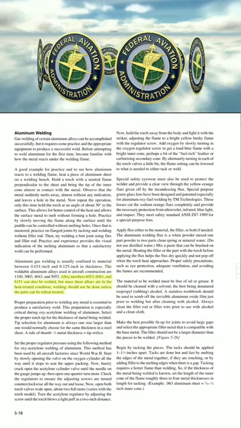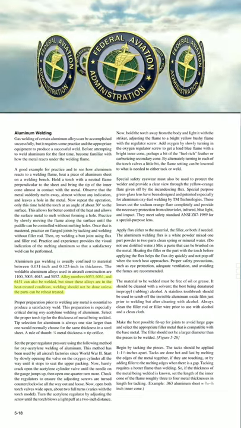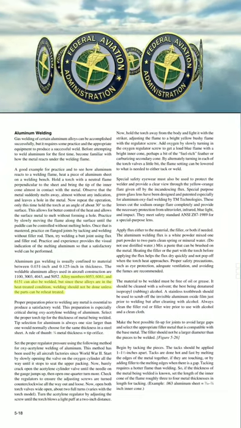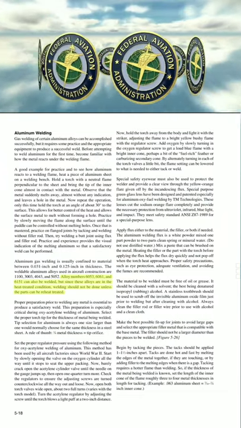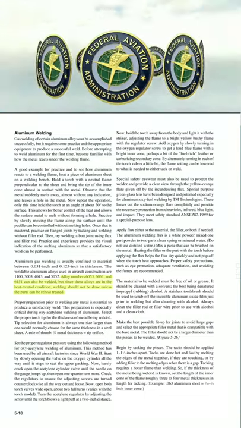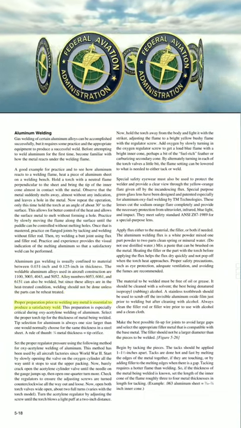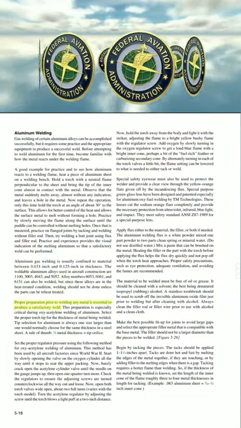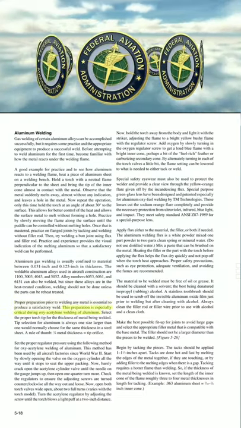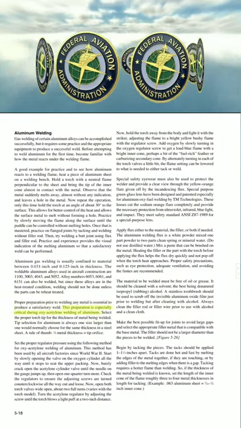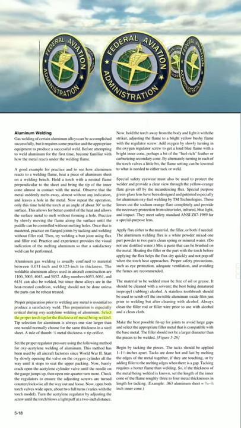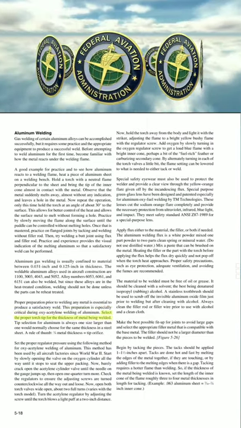Alloy number 6053, 6061, and 6151 can also be welded, but since these alloys are in the heat-treated condition, welding should not be done unless the parts can be reheat-treated. Proper preparation prior to welding any metal is essential to produce a satisfactory weld. This preparation is especially critical during oxyacetylene welding of aluminum. Select the proper torch tip for the thickness of metal being welded.